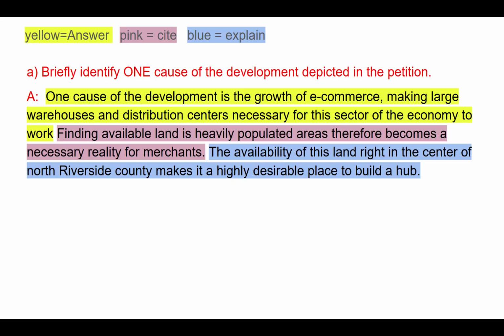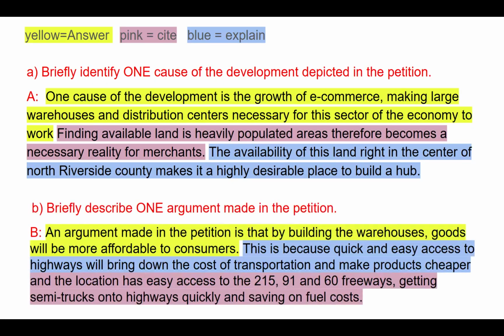The SAQ will have a second prompt, and so here's that one. Briefly describe one argument made in the petition. Notice in this sample, the blue and the pink are flipped around. I'm trying to illustrate, you do not have to put them in the ACE order. You don't have to go ACE. You can do that on all of the answers, but it doesn't have to be that way.